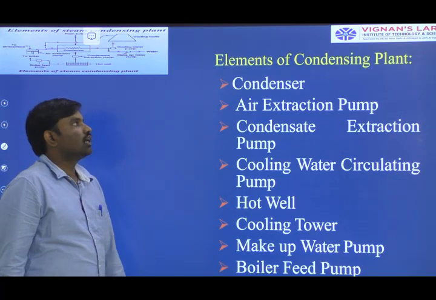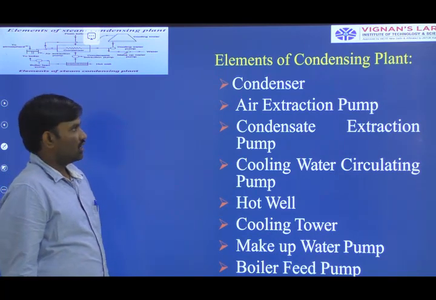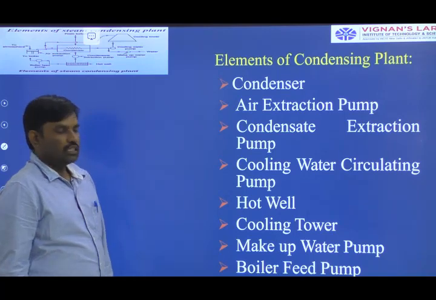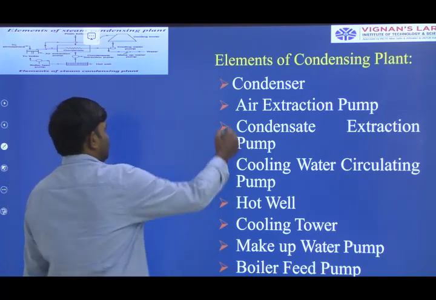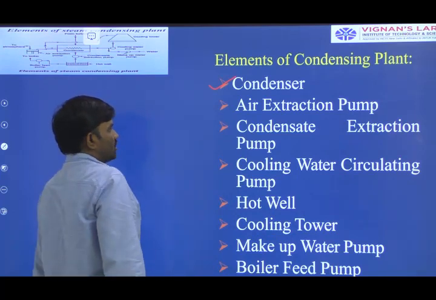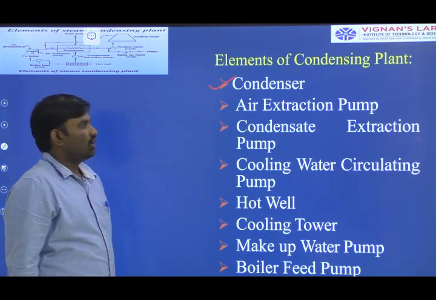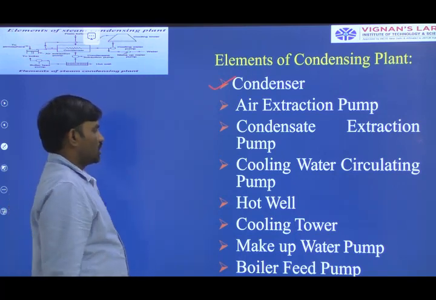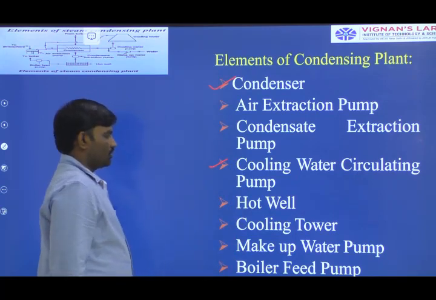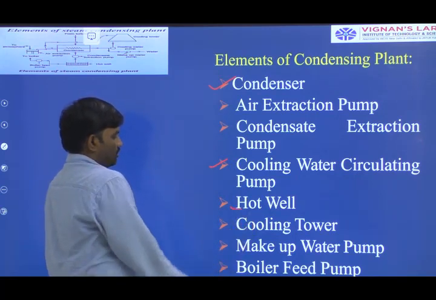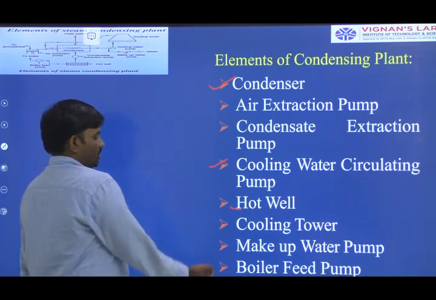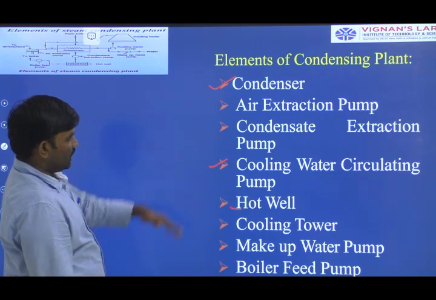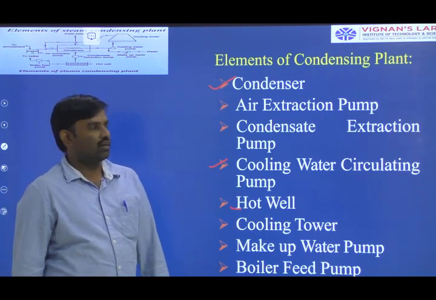For that purpose, we use different elements of the condensing plant. One is the condenser, second is the air extraction pump, third is the condensate extraction pump, fourth is the cooling water circulating pump, fifth is the hot well, sixth is the cooling tower, and seventh is the makeup water and boiler feed pump. These are the different elements of the condensing plant.